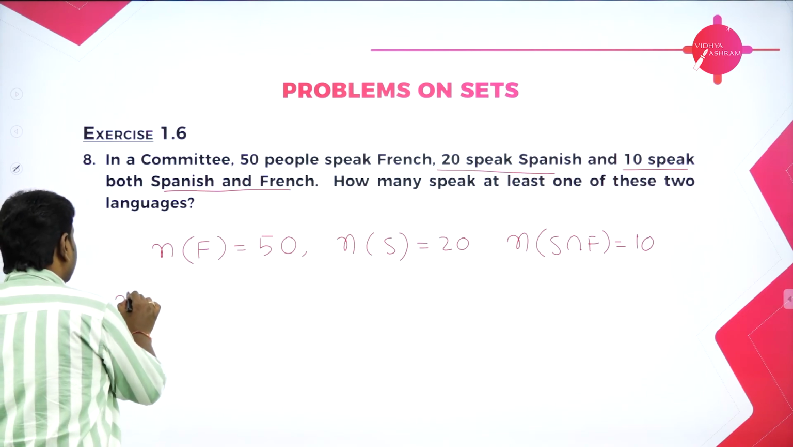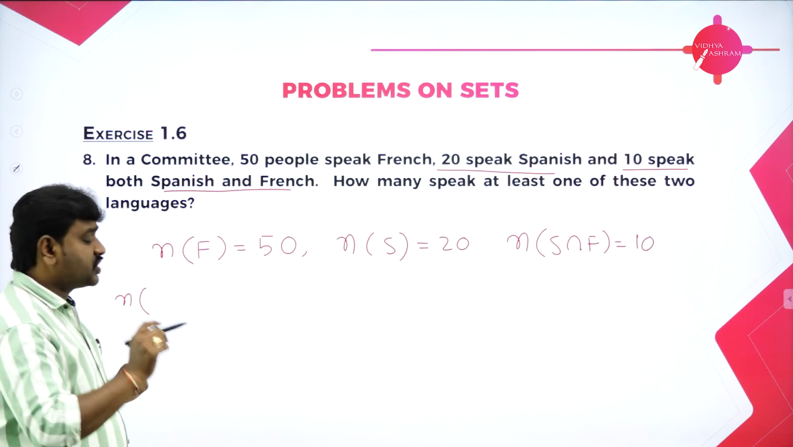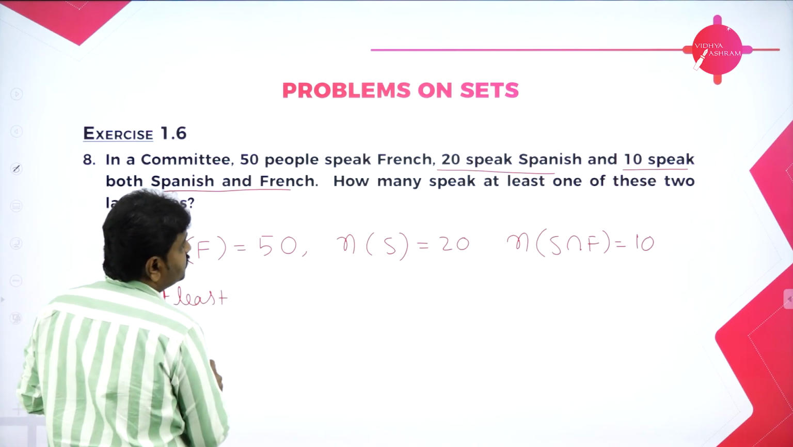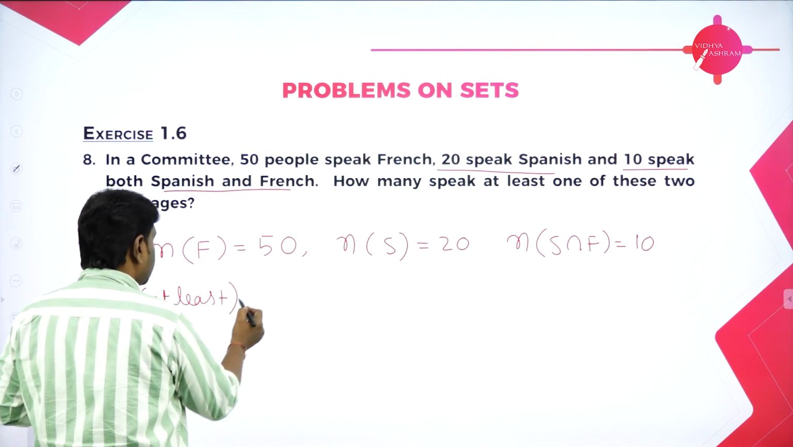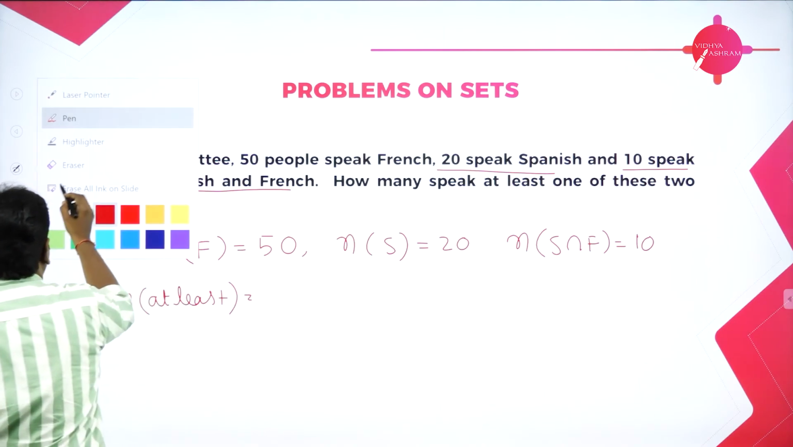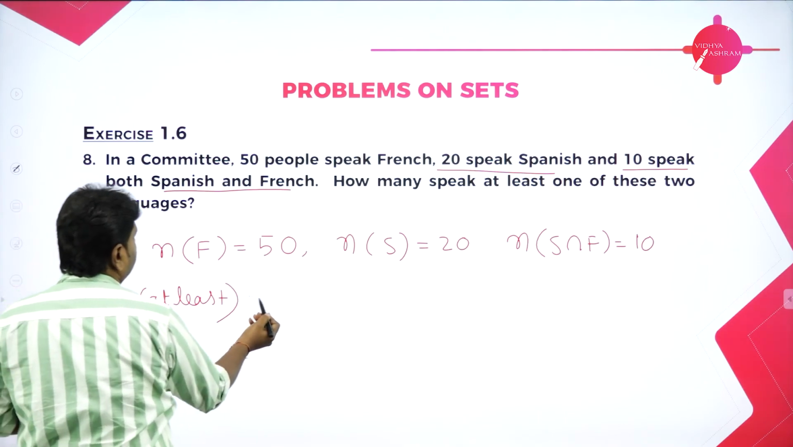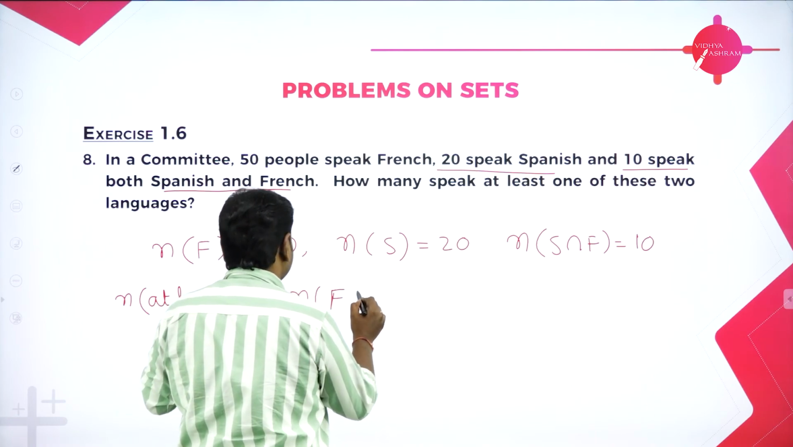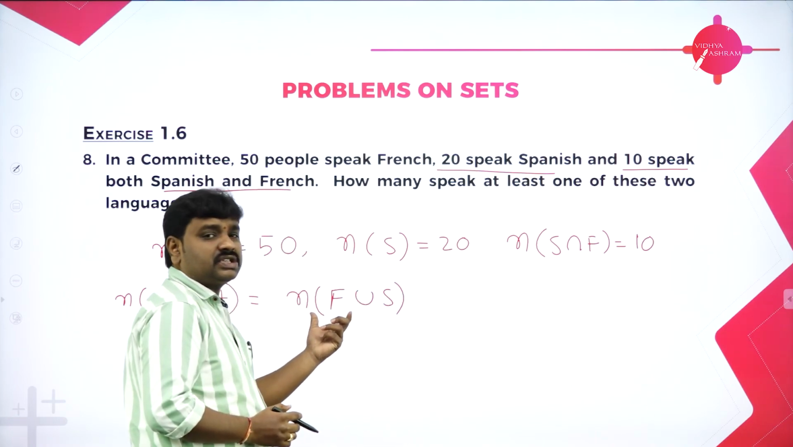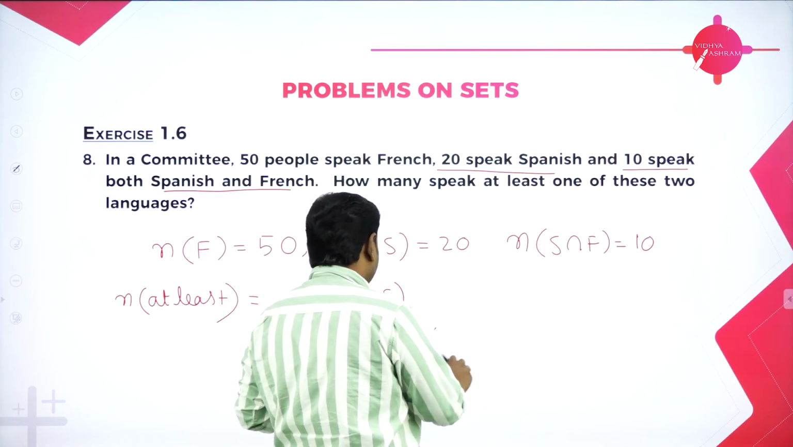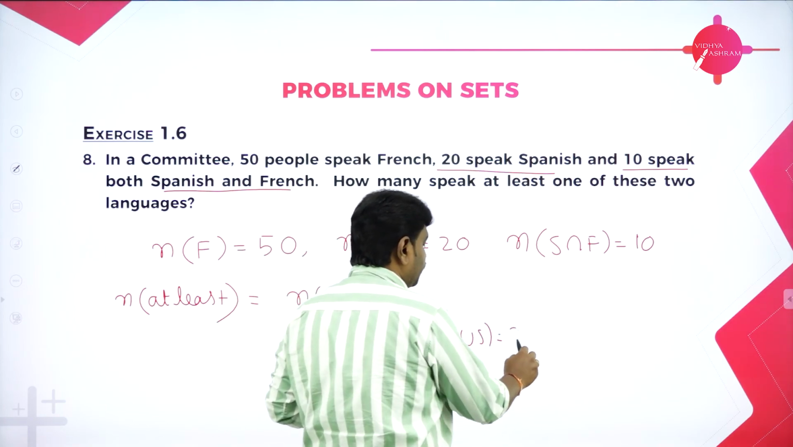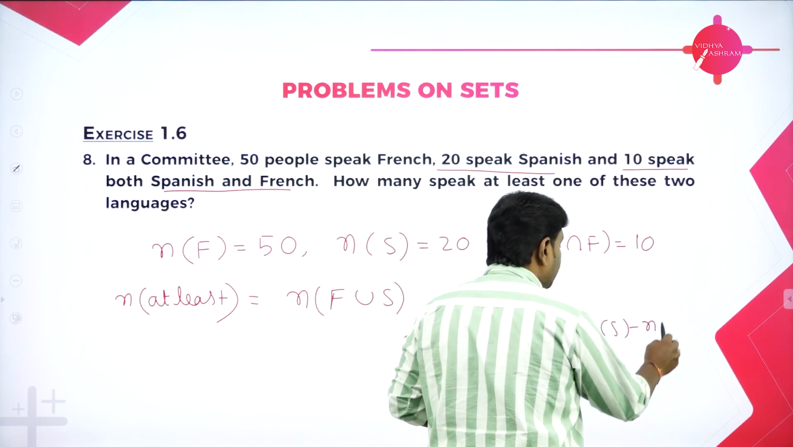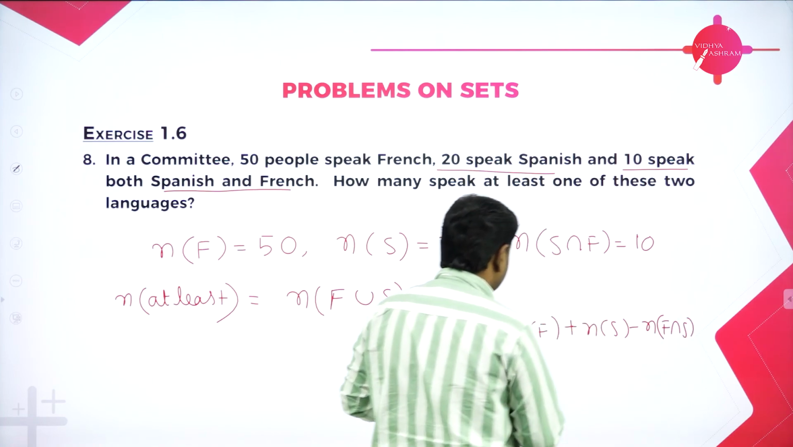They want at least one: the number of people speaking at least one of the two. Number of people speaking at least one means, simple, they want you to find N of French union Spanish. At least one means union. I think you can do it. What is N of F union S? All of you know N of F union S is N of F plus N of S minus N of F intersection S.